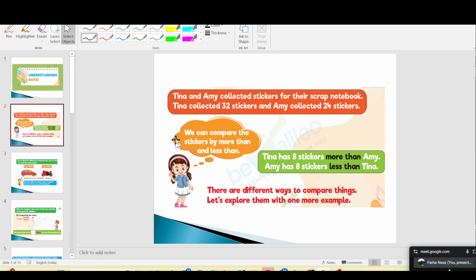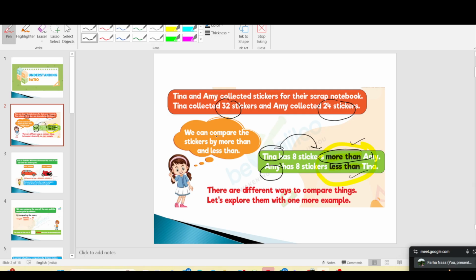See, so for comparing things, suppose there are two girls, Tina and Emmy. Tina has 8 stickers more than Emmy. Like if Tina is having 32 stickers and Emmy collected 24 stickers, suppose. So we can say that Tina has 8 stickers more than Emmy, and Emmy has 8 stickers less than Tina. They both are correct ways of saying. So using the words more than or less than, we compare things, right?